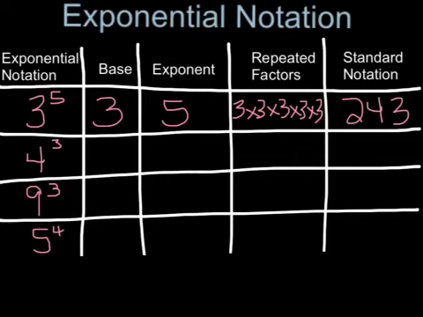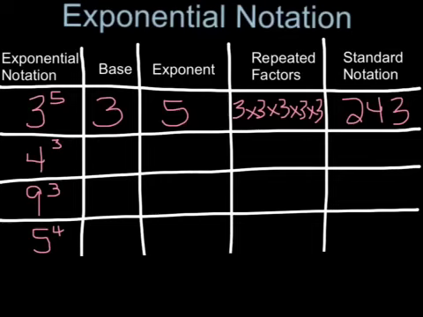Keep in mind when you're working with exponents that 3 to the 5th power does not mean 3 times 5. It means 3 times 3 times 3 times 3 times 3, which are two totally different answers. 3 times 5 would give you a standard notation of 15. 3 to the power of 5 gives you a standard notation of 243.